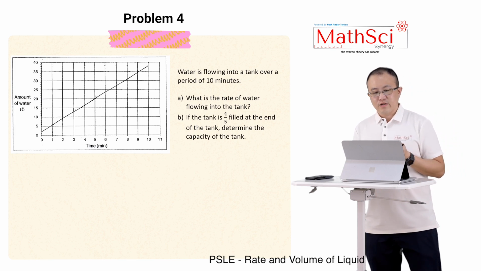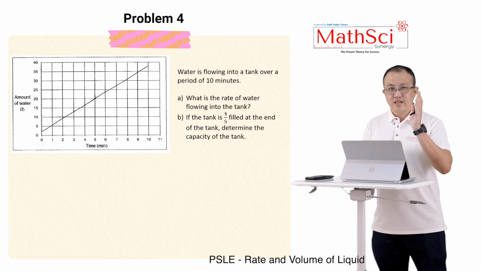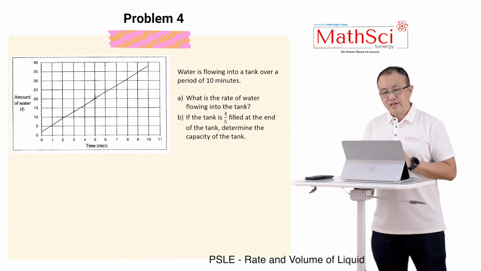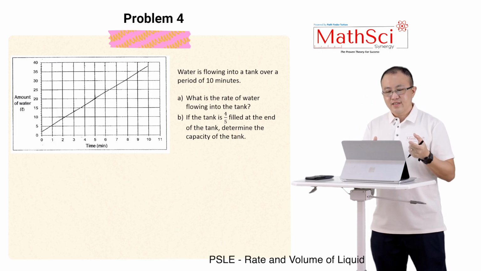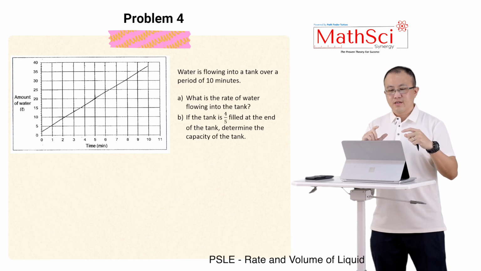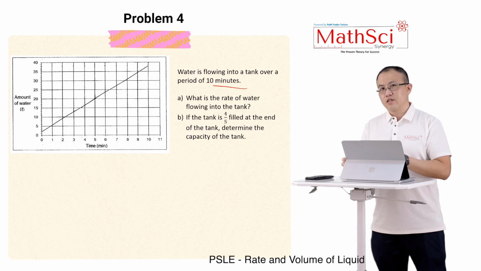Okay, so this is water flowing into the tank over a period of 10 minutes. And then the graph shows you, at different times, what is the amount of liquid in the tank itself. Then A, what is the rate of water flowing into the tank? So you remember, you want to find the rate, you need to find the quantity, which is the amount of water, divided by the time. Okay, the only time that was given in this question is 10 minutes.